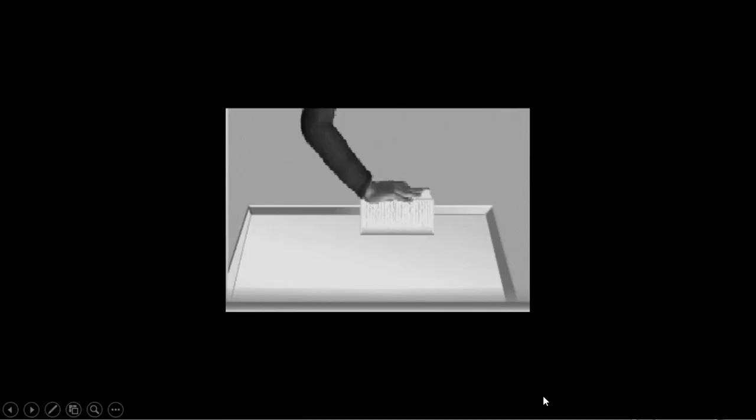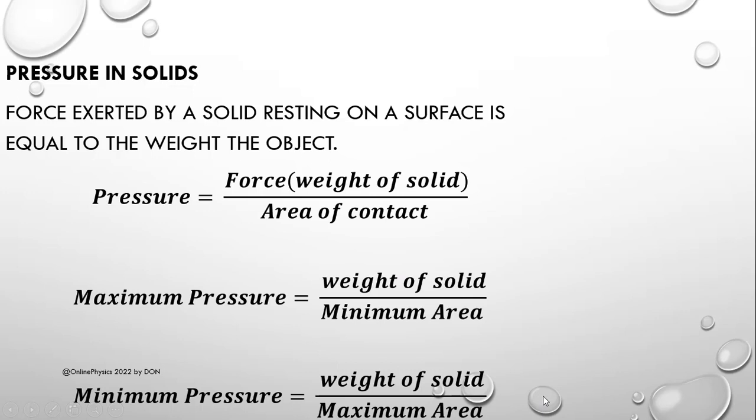So that takes us further to the next part of this topic, whereby we are supposed to look at pressure in solids, because as we move on, we'll be able to look at also pressure in all the three states of matter. So we want to start with the first one, which is solids. And in this case, we are talking about pressure in solids.